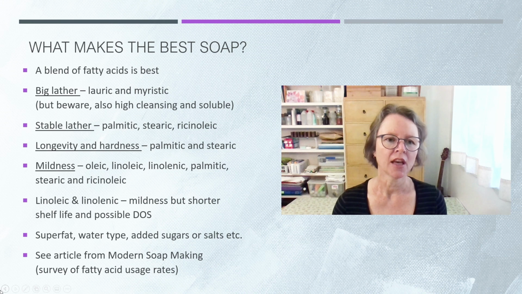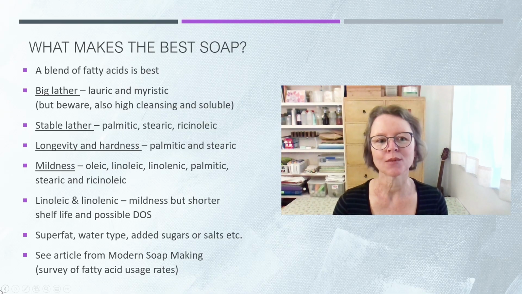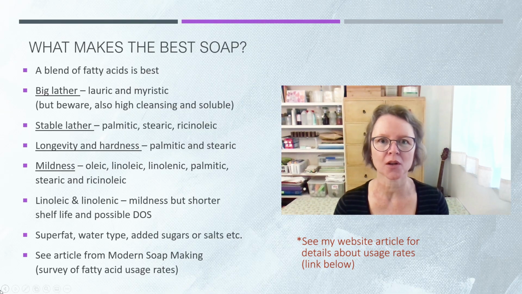If you're looking for a really big lather and the lather is really important to you in your soaps, then you want to have some lauric and myristic. You want to have some coconut oil or some palm kernel oil or babassu oil or whatever oil you can get that has those qualities. But remember, lauric and myristic acid also come with high cleansing, which can be drying for some skin types, and also high solubility. So really high lauric and myristic acid soaps aren't going to last very long. They're going to be quite soluble.